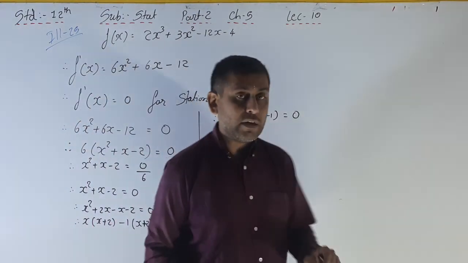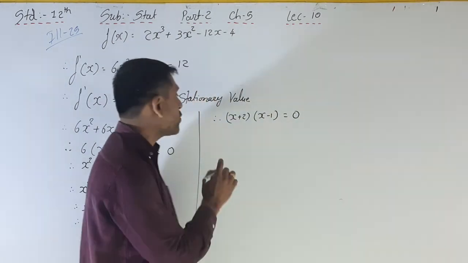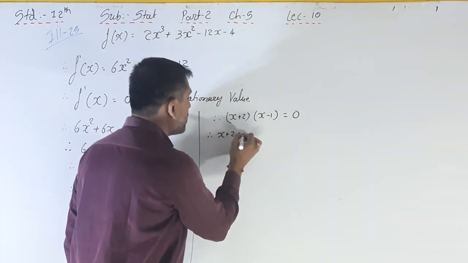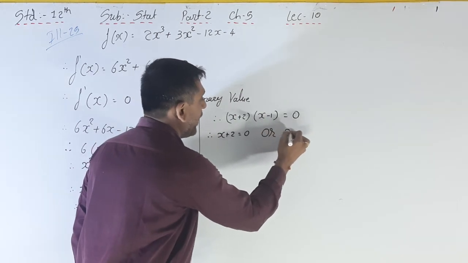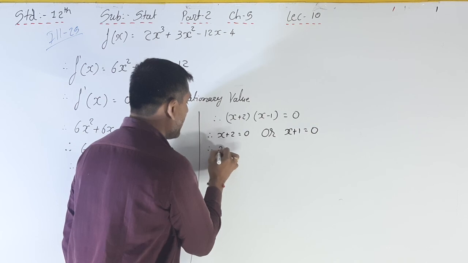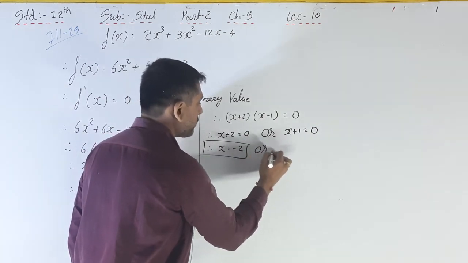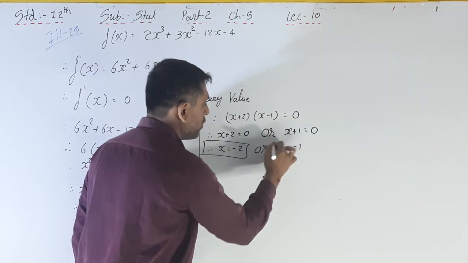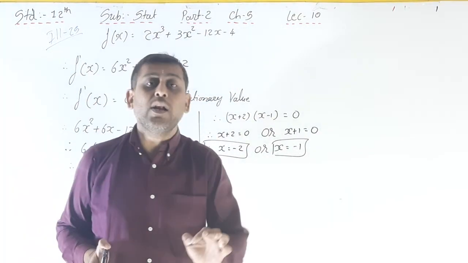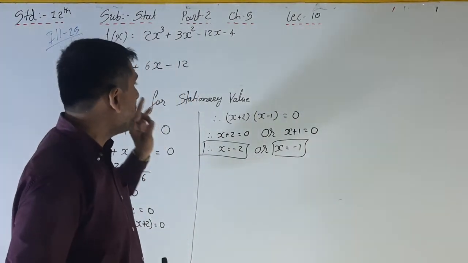-1 into bracket (x + 2) is equal to 0, that's why (x + 2)(x - 1) is 0. Therefore x + 2 is equal to 0, or x - 1 is equal to 0. So here we can write x is equal to -2, or x is equal to 1. See here, the two stationary values are there. We are finding them out from step number 2.